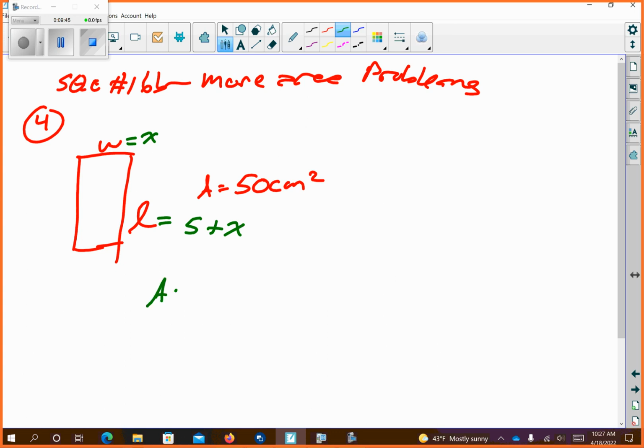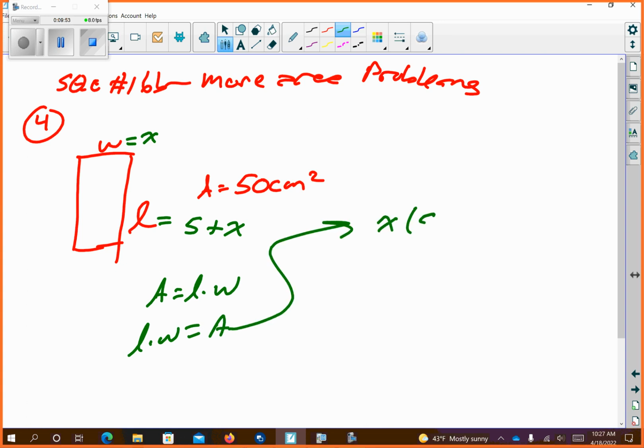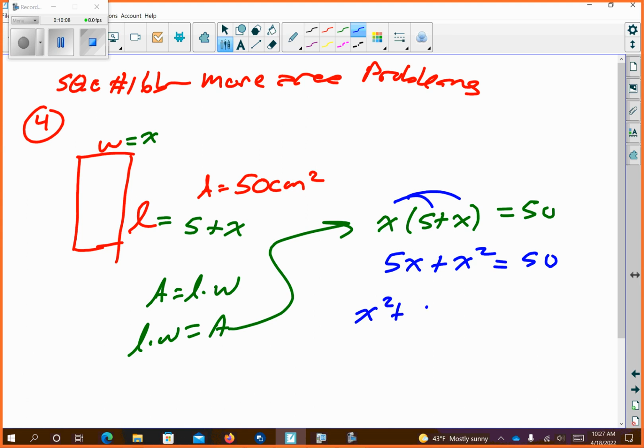In order to find the area, area is equal to length times width, or I can say length times width is equal to area. And then I can say that I have x times 5 plus x is equal to 50. So let's solve it. I'm going to bring the 50 over and rewrite the order. If I bring the 50 over, the 50 is going to be negative. Do you feel comfortable with that? Take a look what I did. I rearranged 5x and x squared. I made it x squared plus 5x. And then I subtracted the 50 to bring it over.